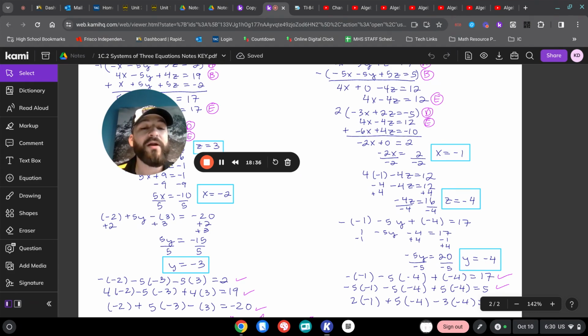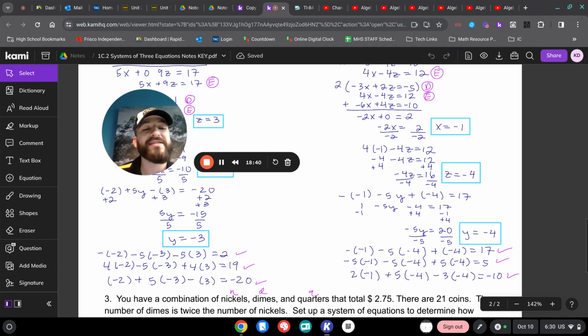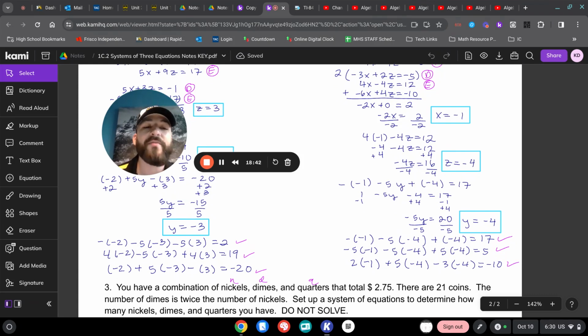Subtracting by negative 1 or subtracting by 1 and adding by 4, that gives us negative 5y is equal to 20. Dividing by negative 5 on both sides, we get y is equal to negative 4. Once we have those three answers, of course, we want to go ahead and plug in all the way across and check. And we can see that we get the same answers all the way through. So x is equal to negative 1, y is equal to negative 4, and z is equal to negative 4.